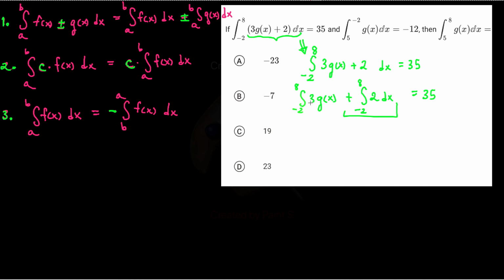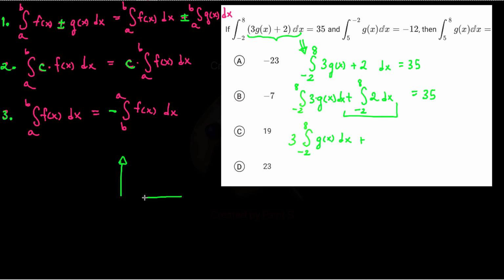Now, from property 2, I could take out this 3, and I could write it as 3 times the integral from negative 2 to 8 of g of x dx. I should have put the dx here, I apologize. Plus, and I'll start working with this here, and I'll show you why we're going to be able to find this right away.